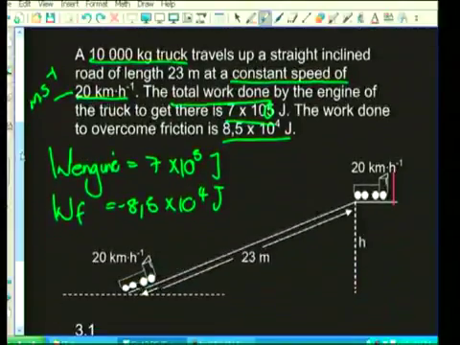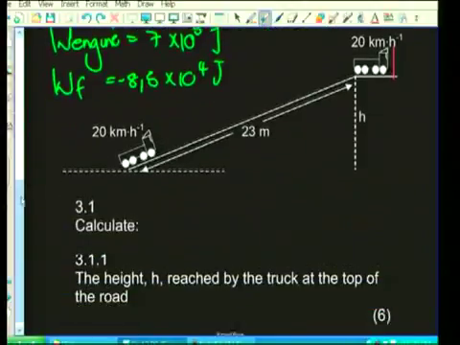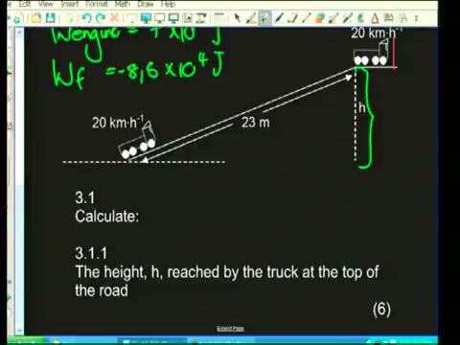All right, so 23 meters, it's a relatively long space. Okay, and here's our truck, goes up, goes through a height of h. Now, oh boy, look at that. Calculate the height h reached by the truck at the top of the road. They just dumped us in there straight away. I want to know what's that height. Very important thing was said here.